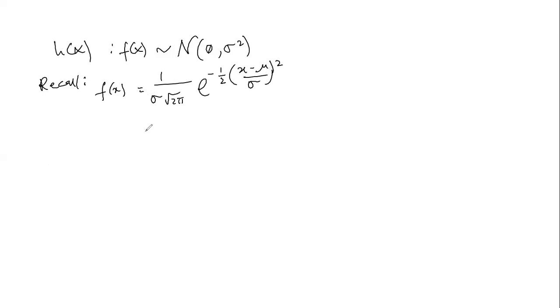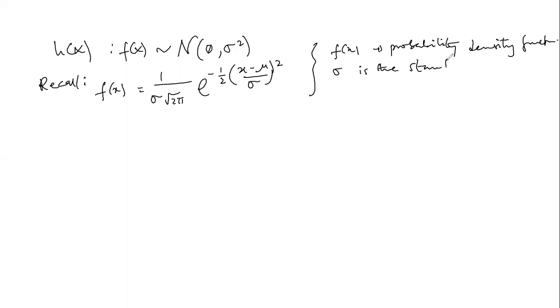So now, if that is that, then we already know that f of x is the probability density function. Now, sigma is the standard deviation, mu is the mean, and sigma squared is the variance. Okay. And soon we'll see how this helps us to estimate the noise variance when we begin to talk about the Gaussian channel.